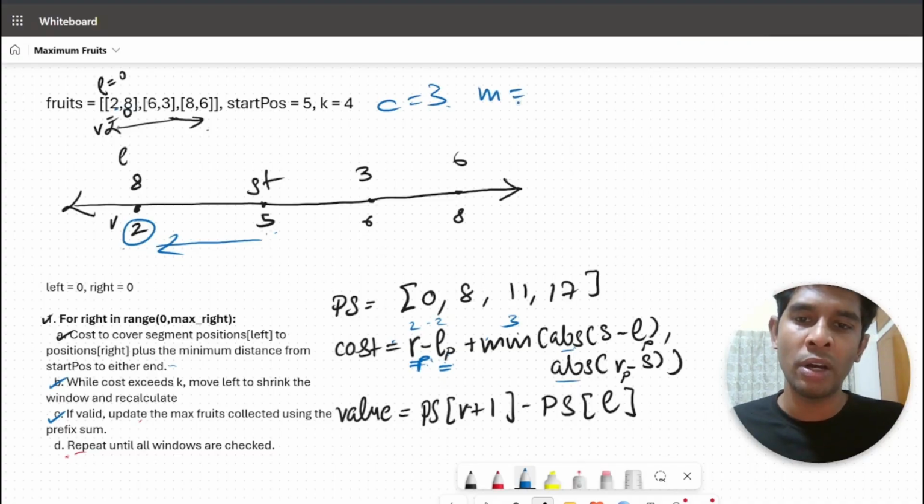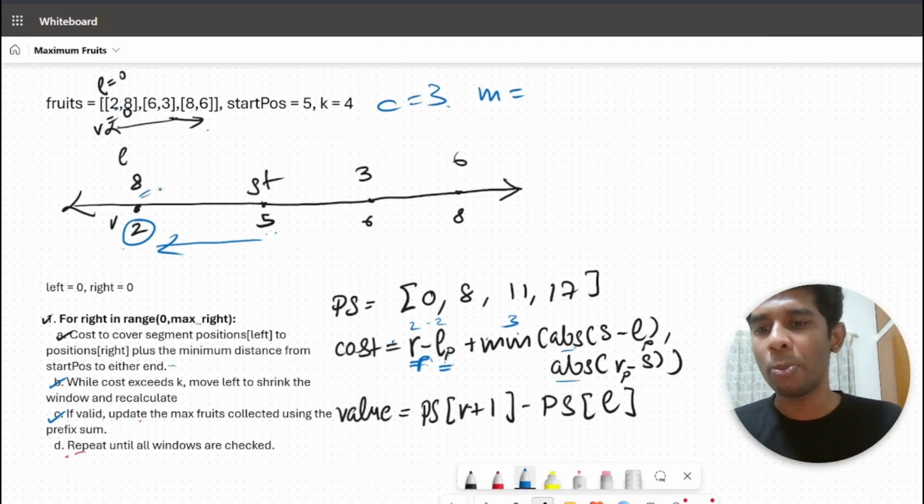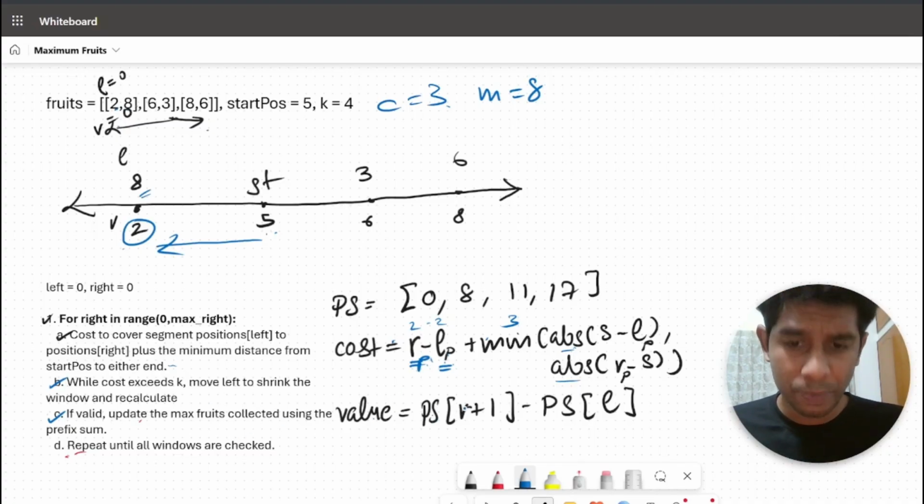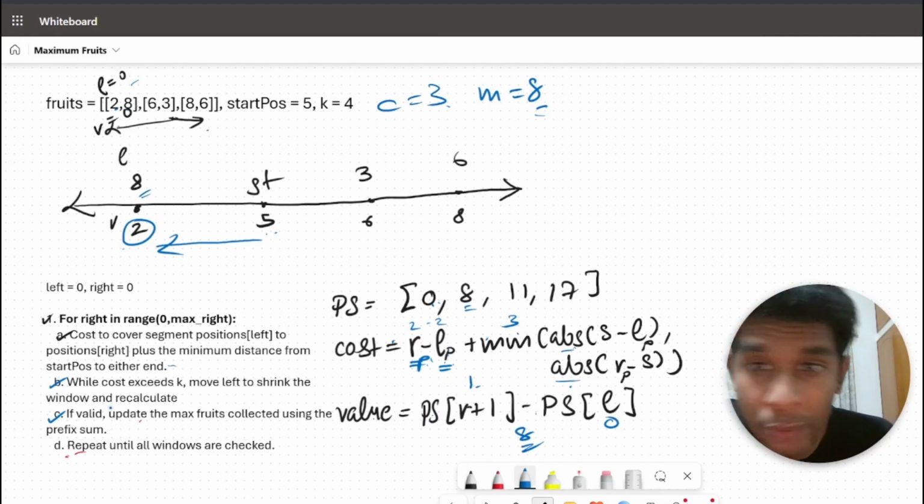Let me initialize a variable called m, which stands for max fruits. Max fruits will initially be 0. Now my max fruits is the sum of the elements in this window, 8. And I already told you it's very simple to calculate the fruits inside a window because you calculate the prefix sum array. The value is equal to ps of r plus 1, minus ps of l. R here was 0 for us, so 0 plus 1 is 1, and L was 0. So ps of 1 is 8, and 8 minus 0 is 8. So the number of fruits in this first window is 8, and we have updated the max value. Okay, very simple. Now should we stop this algorithm?